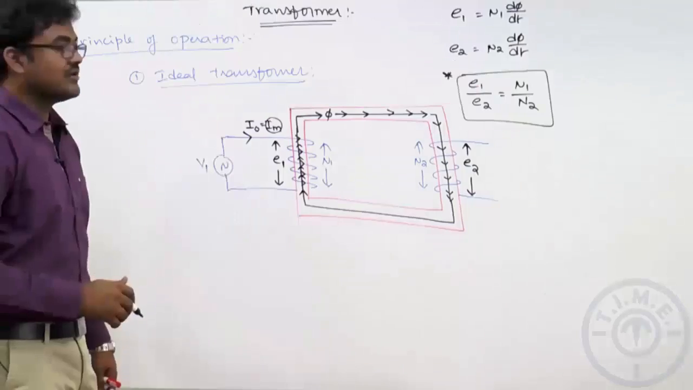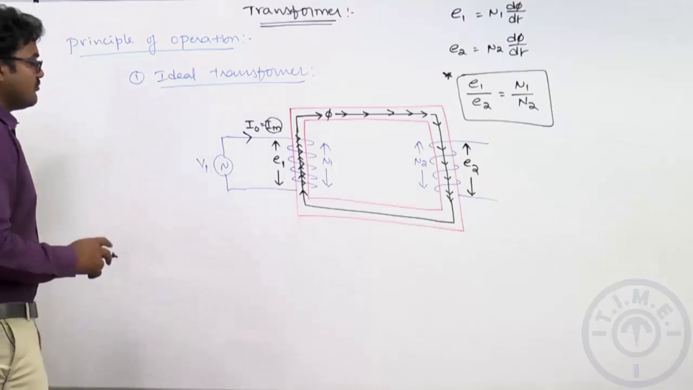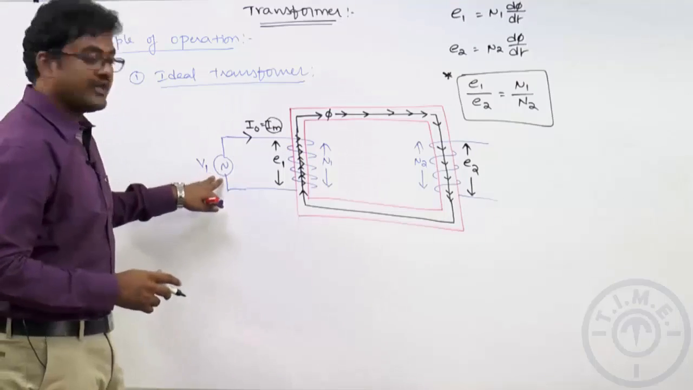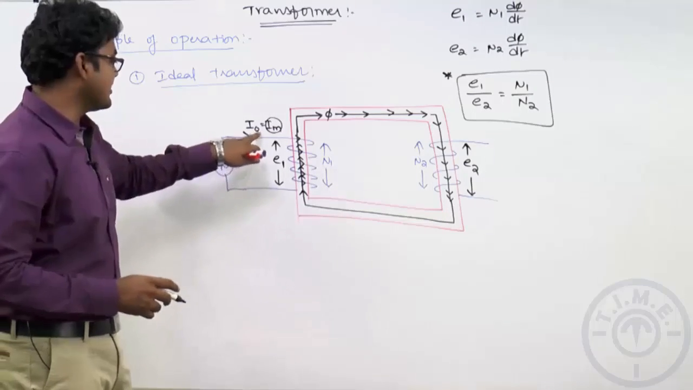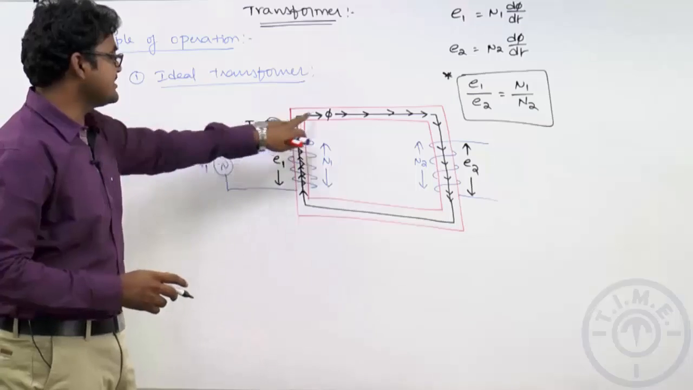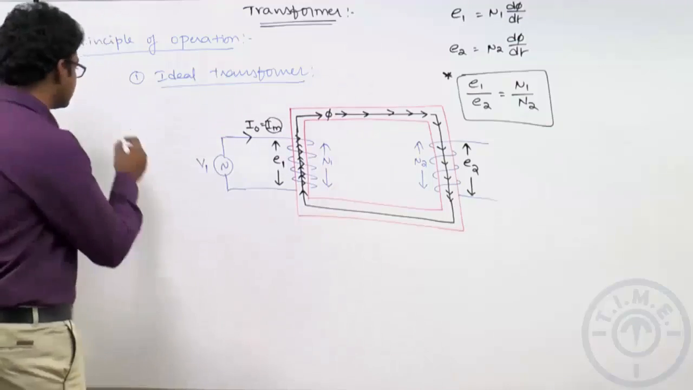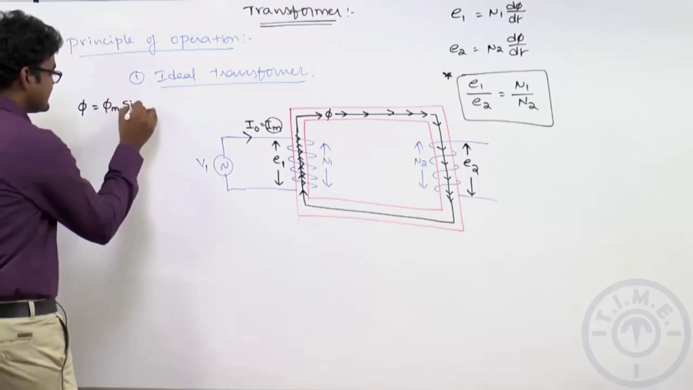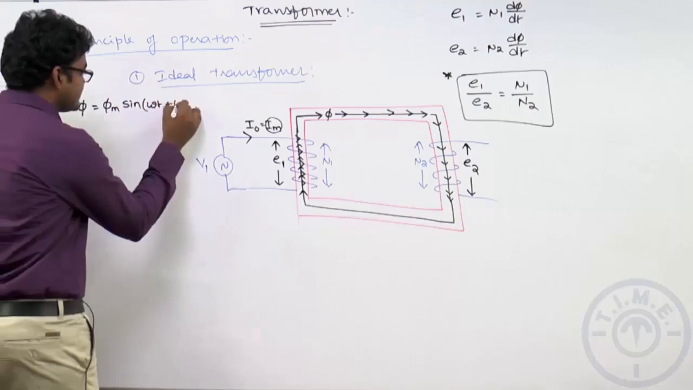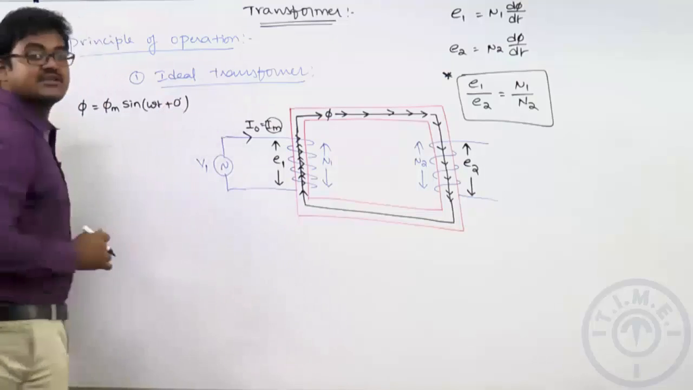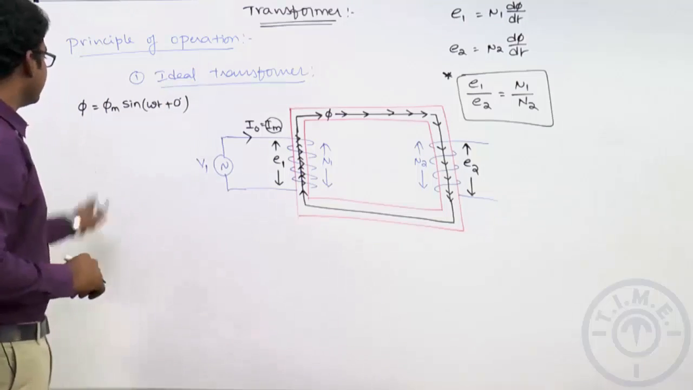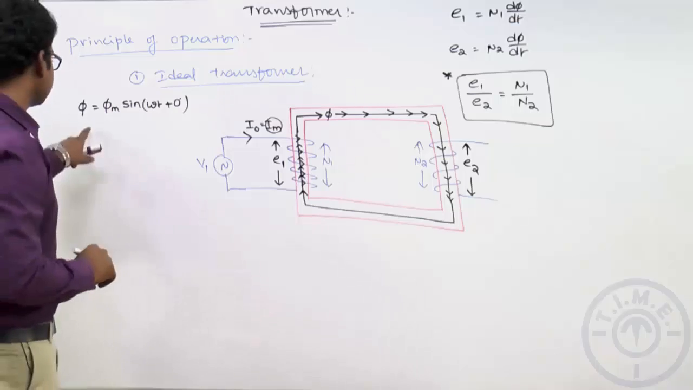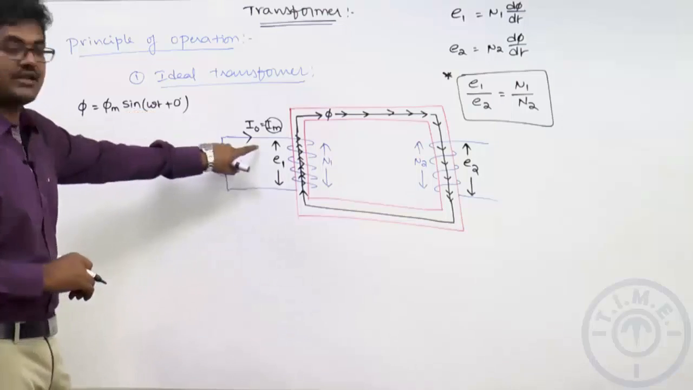Alright, fine. So now what is the type of supply we gave? We gave alternating supply, so alternating current will flow. So whenever alternating current is flowing, alternating flux will be produced. So I am assuming flux is equal to phi m sin omega t plus 0 degrees. That means it is taken as the reference 0 degrees. Alright, this is the flux which is flowing. Why? Because it was produced from a sinusoidal current.